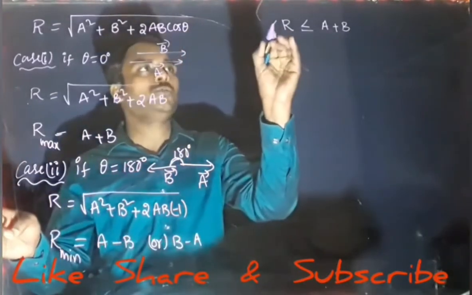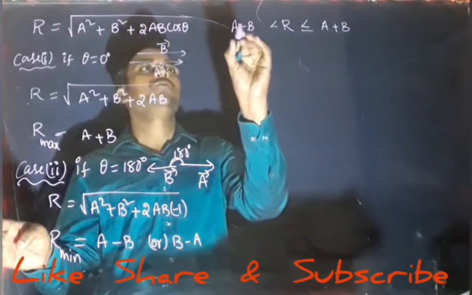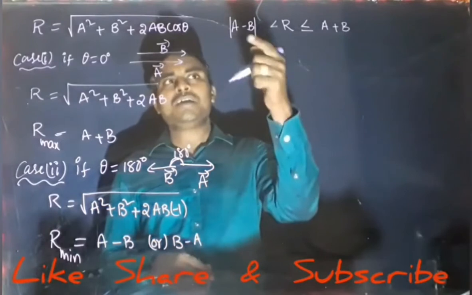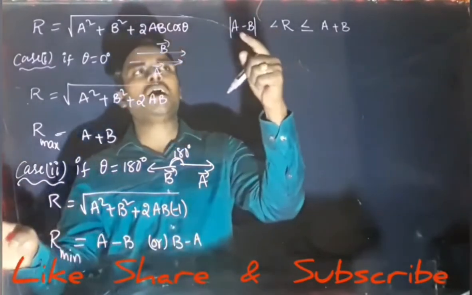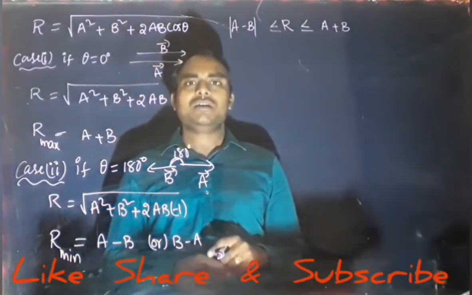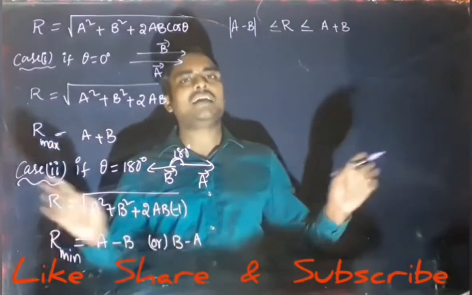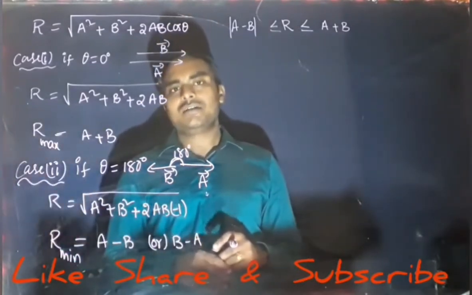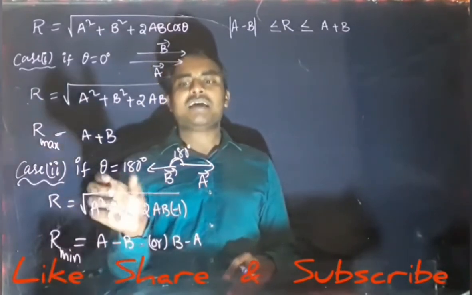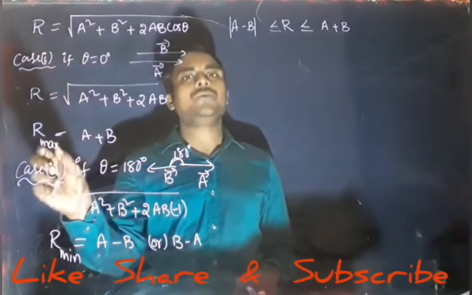Now this R should be greater than A minus B. I will put modulus because it shouldn't be negative, so we can write A minus B or B minus A here. So R should always be greater than or equal to A minus B. It is equal to A minus B when theta is 180 degrees. If two vectors are in opposite direction, we get the resultant A minus B. Subtraction of two magnitudes gives the resultant when they are in opposite directions. When they are in the same direction, addition of two magnitudes gives the resultant.